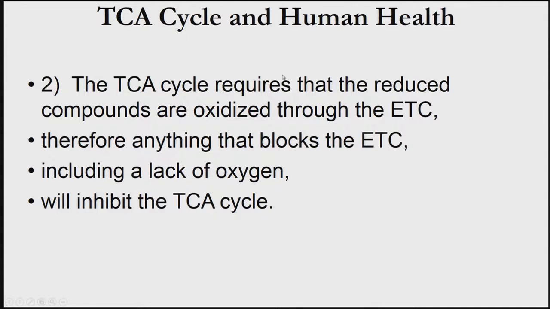In order for the TCA cycle to keep working, all those reduced intermediates, the NADH and the FADH2 that we built up, have to be oxidized. If they're not oxidized and they accumulate, the TCA cycle shuts down, right? And you saw those key regulatory steps, isocitrate dehydrogenase and alpha-ketoglutarate dehydrogenase. Those enzymes are inhibited if NADH builds up.